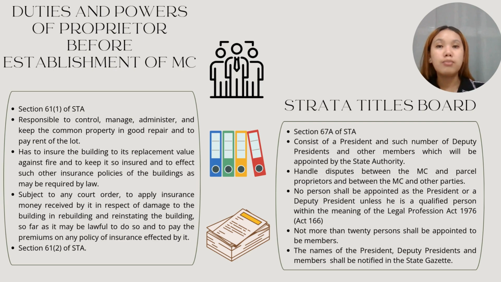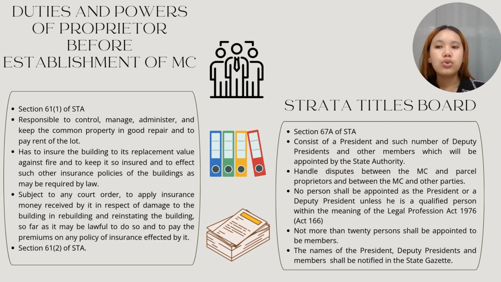Next, the last part of this presentation is the Strata Titles Board, which is stated under Section 67A of the STA, that there shall be a Strata Titles Board which consists of a president and such number of deputy presidents and other members appointed by the state authority. So, this board is established to handle disputes between the MC and parcel proprietors and also between the MC and other parties.